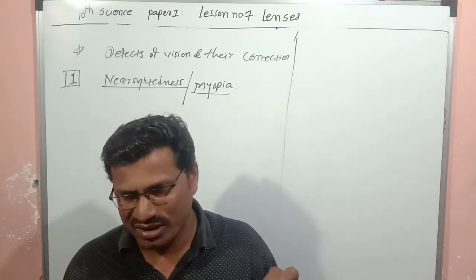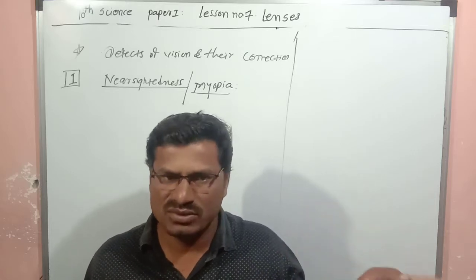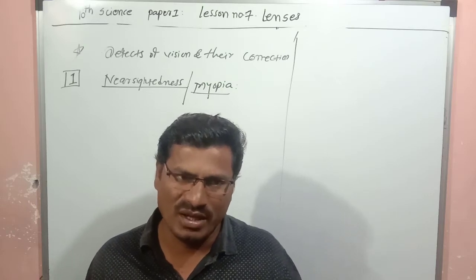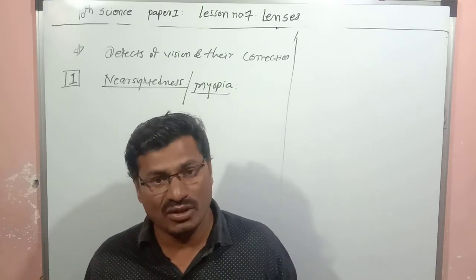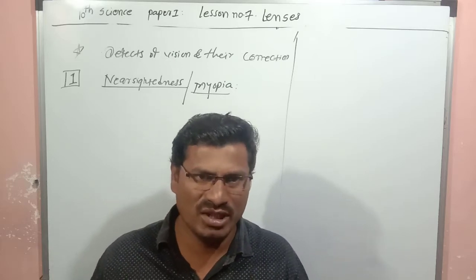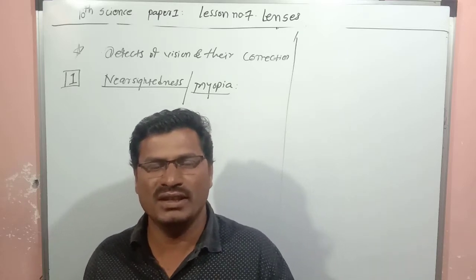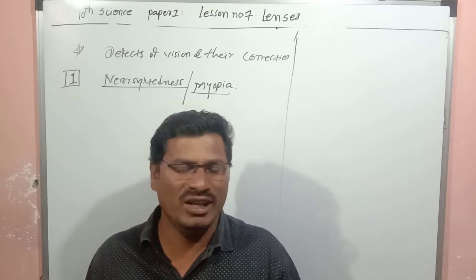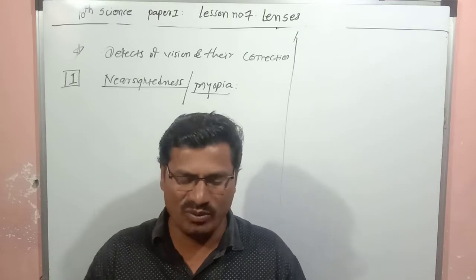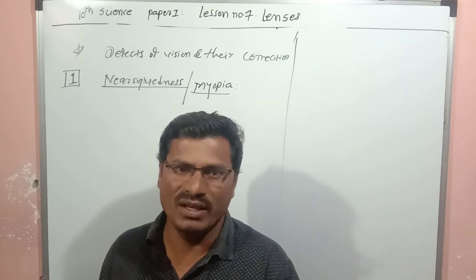So what is the reason? First reason is, curvature of the cornea and lens increases, muscles of the eyes cannot relax, and because of that the converging power of the lens increases. So light rays get converged before the retina, earlier than the retina. And the second thing is that the eyeball elongates, so the distance between the lens and retina increases.